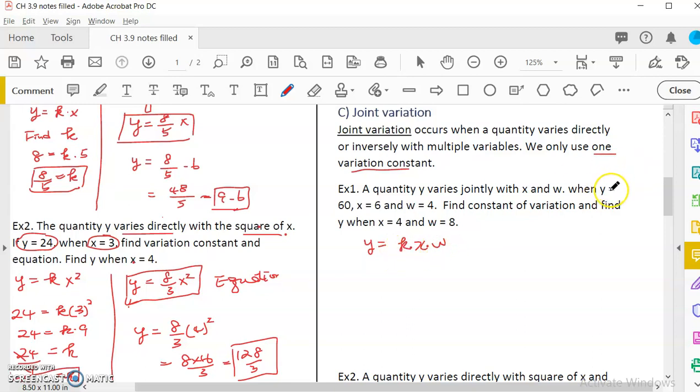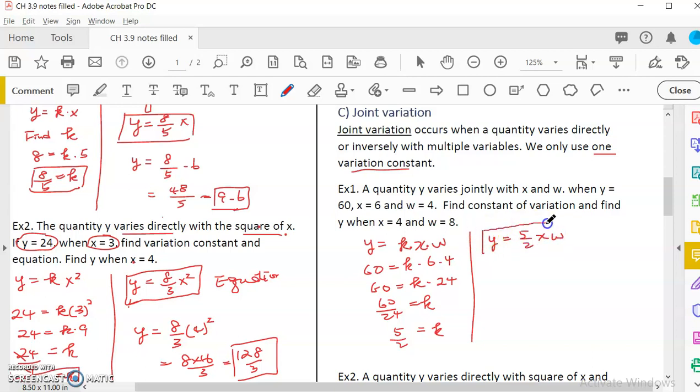They will give us a pair of values. They observe that when x is 6 and w is 4, then y is 60. So 60 is y, k we don't know, times 6 times 4. So 60 equals k times 24, so k equals 60 over 24. If you simplify it, k is equal to 5 over 2. Then you write the equation out: y equals 5 over 2 times xw. This is the equation that you want, and 5 over 2 is the variation constant.